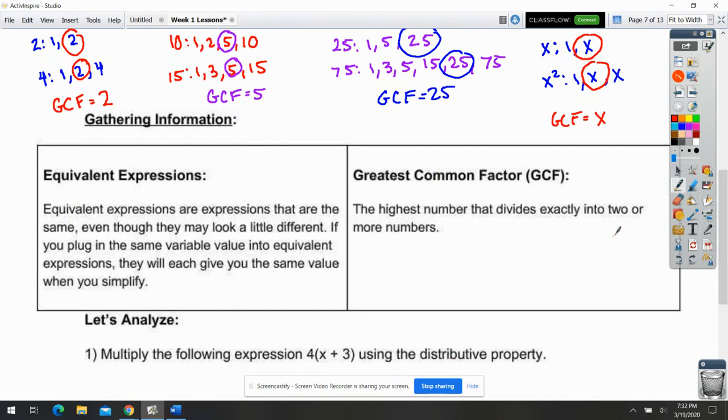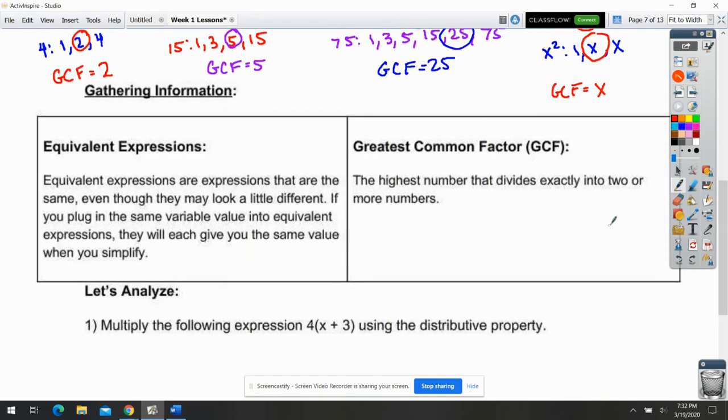So here I have just the definition of GCF for you and equivalent expressions. So the idea of equivalent expressions is very important. They're expressions that are the same, but they are basically in different forms. So you're going to see that in this next little piece here.